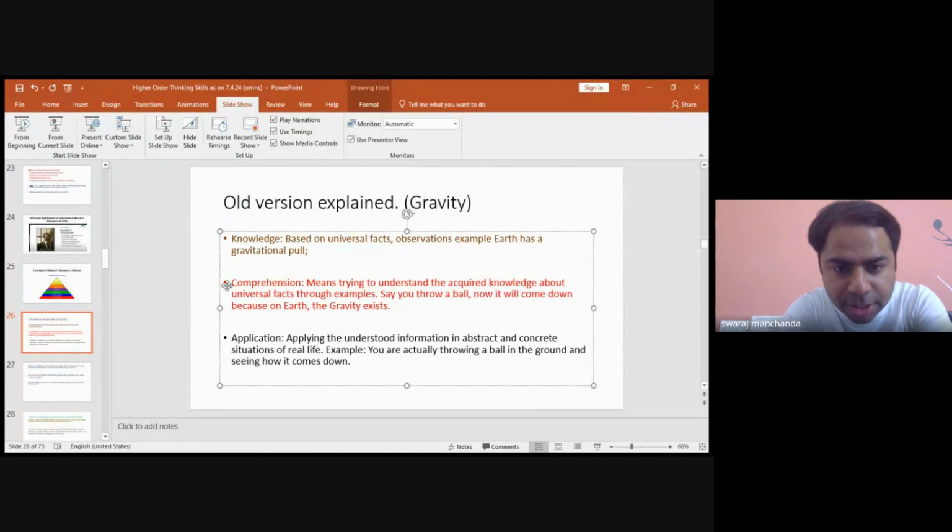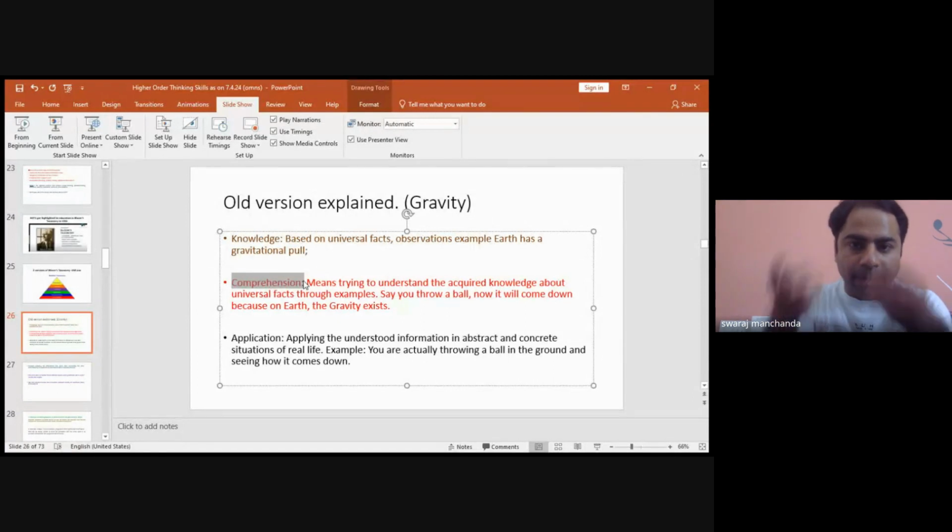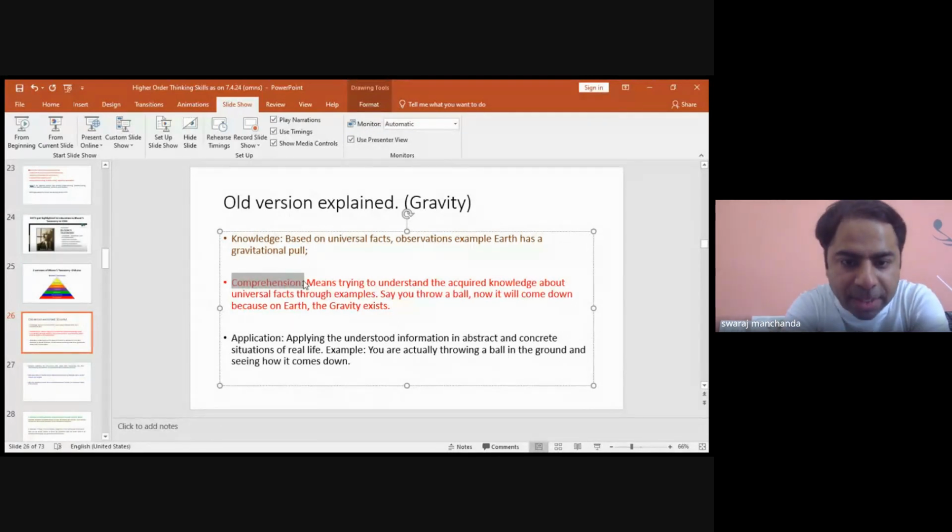Based on this knowledge, he will then try to comprehend or understand the phenomena that are occurring around. We'll give him examples to understand this concept. For example, how can we prove that Earth has gravity? Just throw a ball. It comes back to the ground because Earth is having some force, and the force is called gravity. Application: now you actually take the student to the ground and ask him to throw a ball.